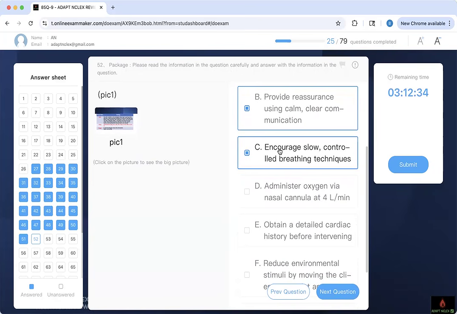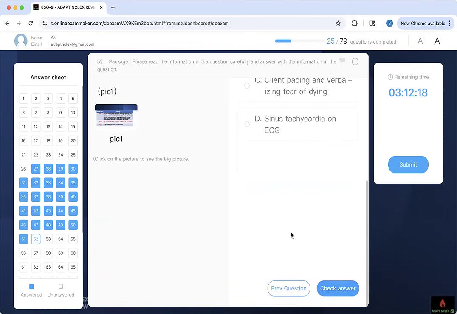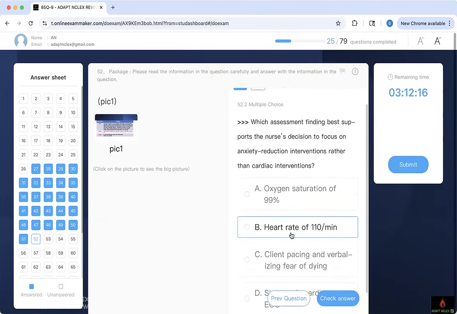I'm with the patient. Oxygen is not providing any presence. Obtaining a detailed cardiac history, not at this time around. Reduce the stimuli is much, much better. The patient does not need cardiac catheterization because this is not an MI.